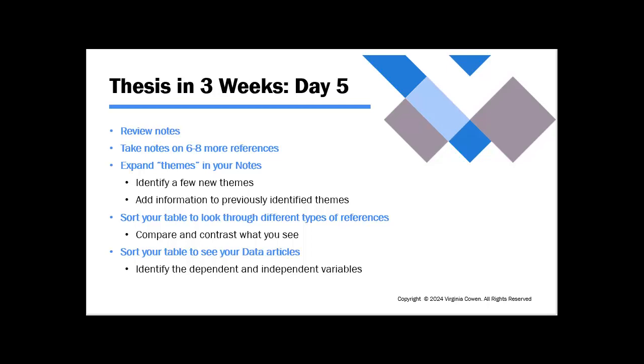You're extracting information from your sources to compare and contrast. So you take more notes, and then we're going to expand the themes in your notes to identify a few new themes and add information to previously identified themes. So the way you're going to do that is you're going to sort your table, your notes table, and you're going to sort it to look at different types of references and then compare and contrast what you see. So sort by the column that has reference type, and let's say, for example, surveys. You get to surveys and you have several different surveys that have some information about your topic.